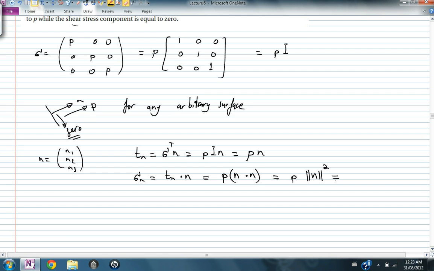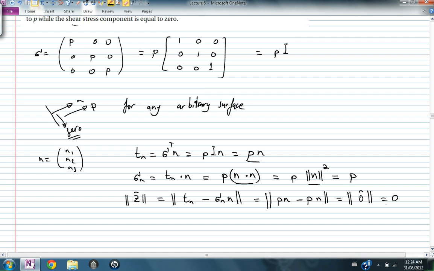This is a Euclidean vector space, so this is valid: the dot product is equal to the square of the norm. n dot n is equal to norm n squared, which is equal to 1, which means that the normal stress is always equal to P. What about the shear stress? The shear stress is equal to the norm of Tn minus the normal stress in its direction, while Tn is equal to P n. This is the vector P n minus P n, which is the zero vector. The norm of the zero vector is equal to 0.